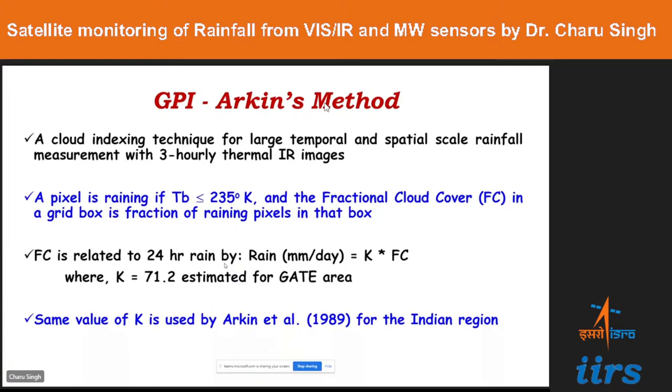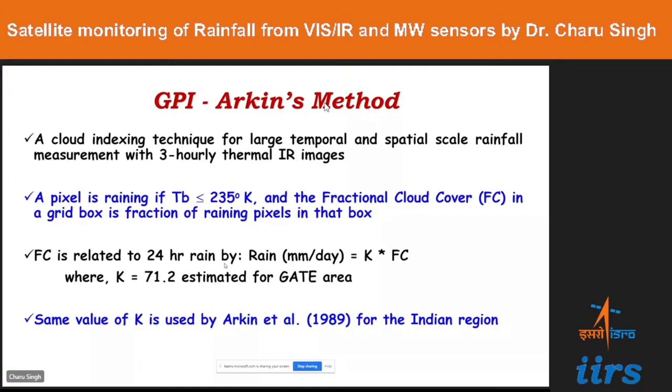Fractional cloud cover is related to the 24-hour rainfall by the equation K multiplied by fractional cloud cover, where K equals 71.2, a constant. This constant is fixed. If it is multiplied by the fractional cloud cover, we get rainfall in millimeter per day. The same value of K, 71.2, is used by IMD for the Indian region also.